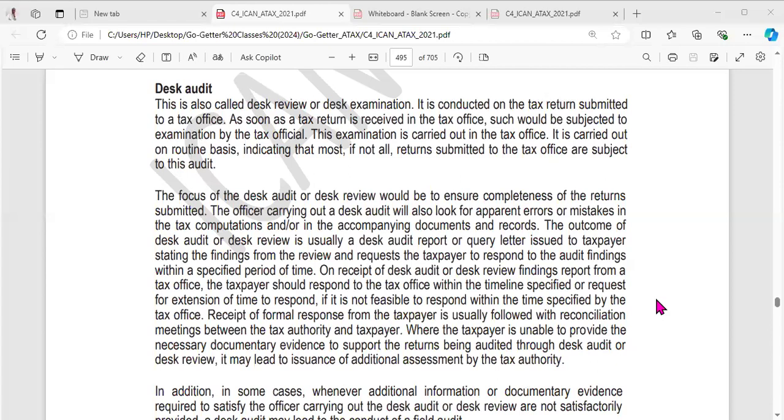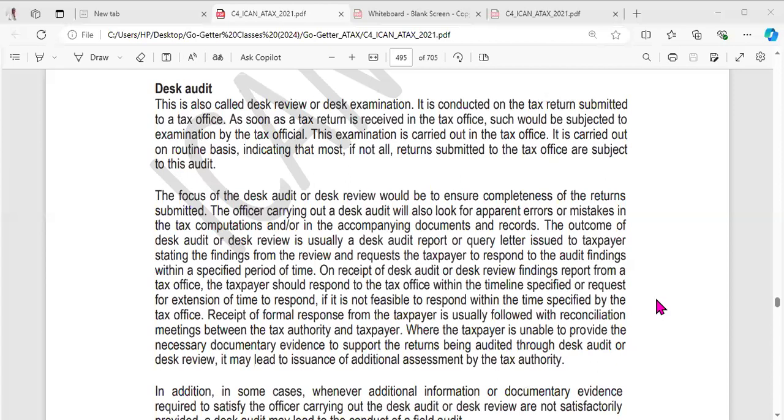Now, on receipt of a desk audit or desk review findings report from a tax office, the taxpayer should respond to the tax office within the specified timeline, or request an extension of time to respond if you cannot respond in the specified manner. Normally there should be reconciliation meetings between the tax authority and the taxpayer, where they will come to an appropriate consideration of what to do where the taxpayer is unable to provide all the necessary evidence to support the returns being audited.